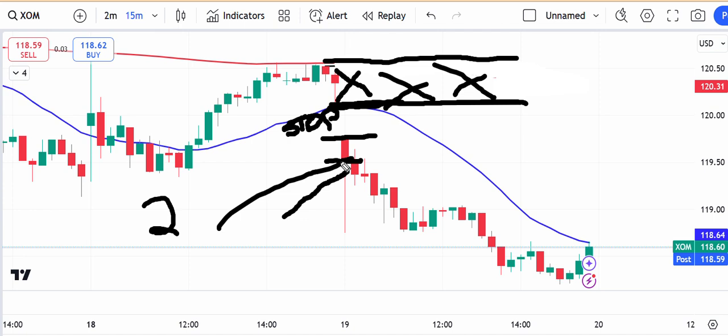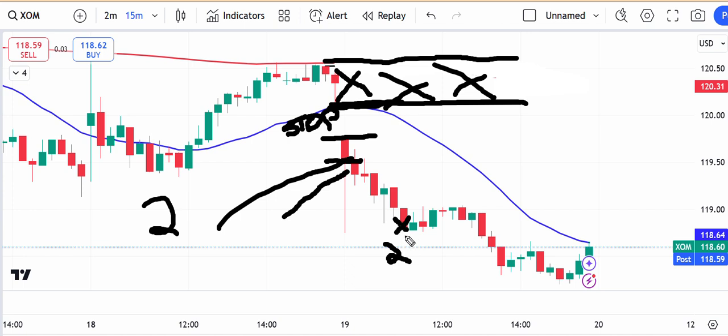As you can see, when we got in right here, price continued to go down, go down, go down, go down. You could have gotten out here. That's a good place to get out. You're out for 2 here. Okay? You're out for 2.